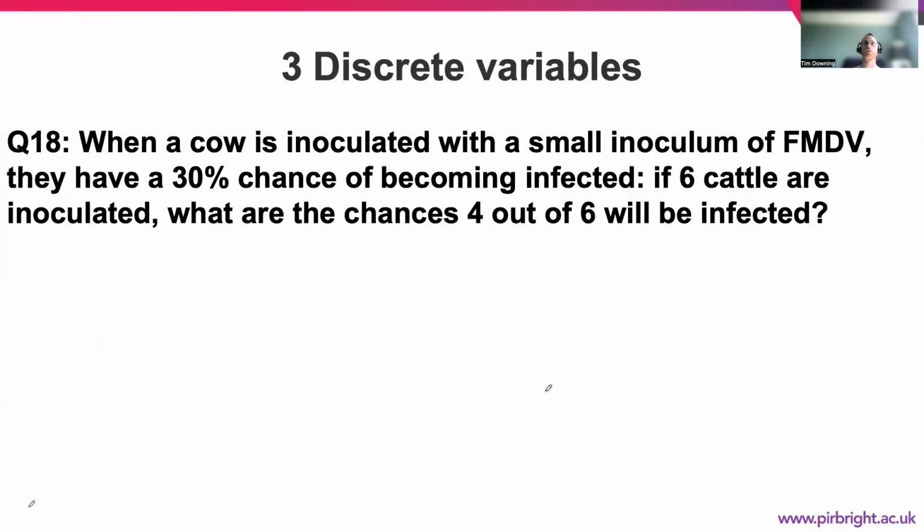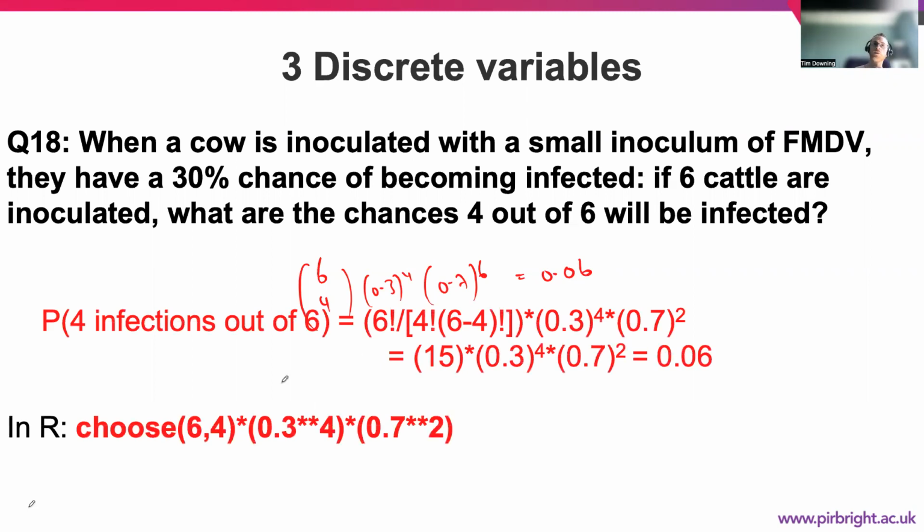Another example is cattle being inoculated with some inoculum of FMDV, with a 30% chance of becoming infected. If 6 are inoculated, what's the chance that 4 out of 6 will be infected? So that's 6 choose 4 by 0.3 to the power of 4 by 0.7 to the power of 2. If we work this out, this will be about 0.06. In R, you can write this as choose 6, 4 by 0.3 to the power of 4 and 0.7 to the power of 2.